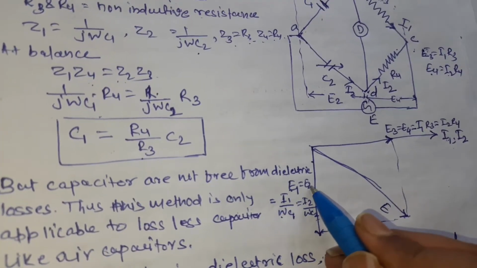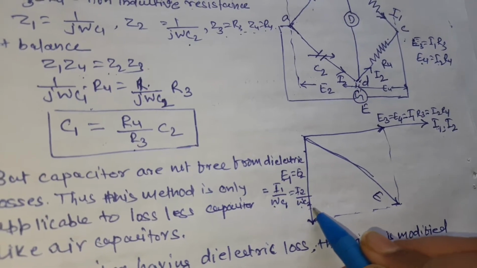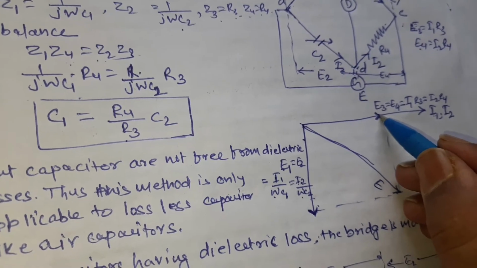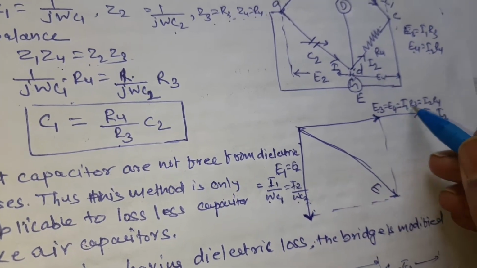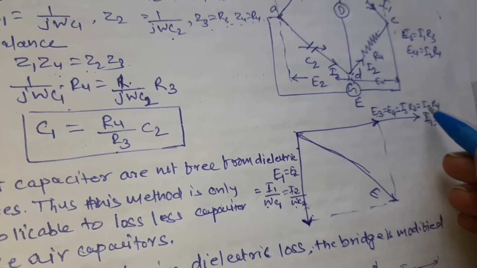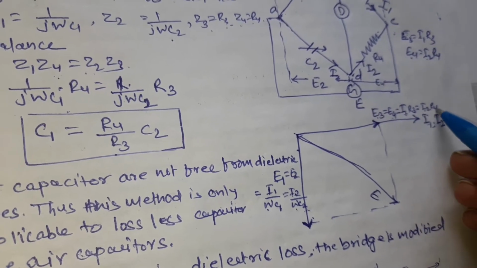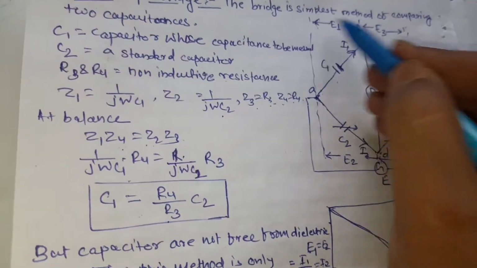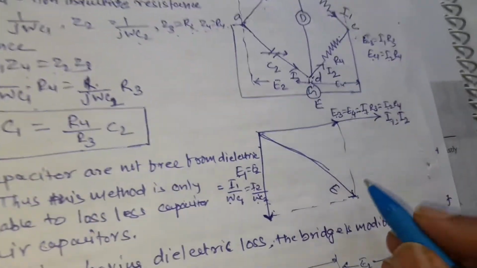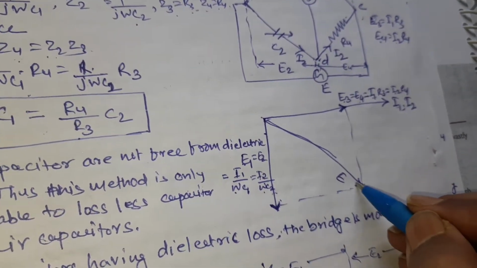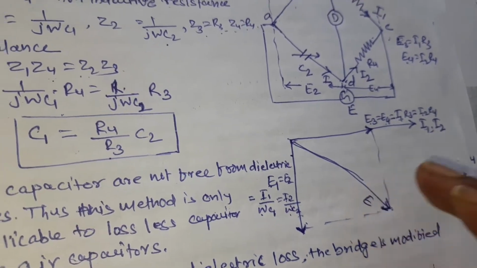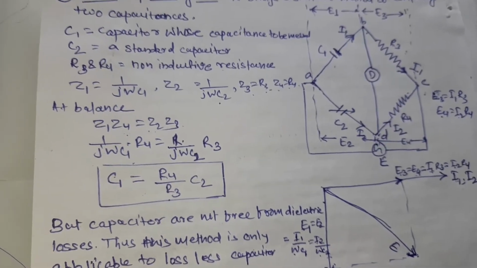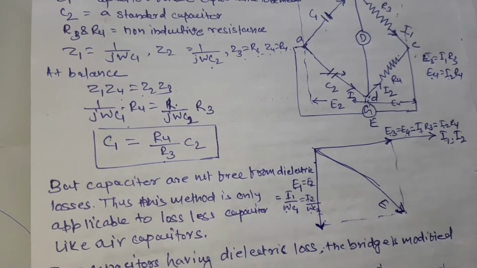Again E1 is equal to E2, and E2 is equal to I2 by j omega C2. E3 is equal to I1 into R3, and E4 is equal to I2 into R4. If you add them, then E1 plus E3 is equal to the total applied voltage. That is the equivalent phasor diagram. But this method is only useful for the measurement of lossless capacitor or air core capacitor.